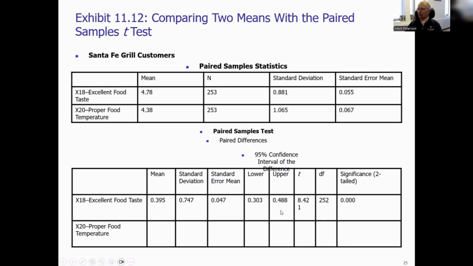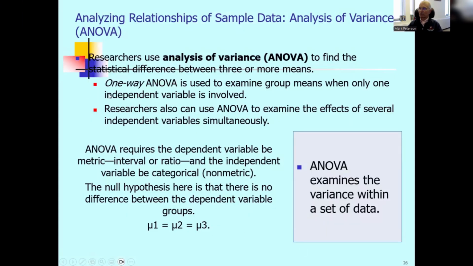The t-test here is 8.42 for this difference. We see the difference here is 3.95 with the standard deviation of 0.747, and that leads us to this significance value of 0.000. So there is a difference. So the taste is better than the temperature. Again, you can work with the service staff. Perhaps the dishes are remaining up on the pickup line too long, so they get cold, and so maybe you need to have more wait staff hired to solve that problem.